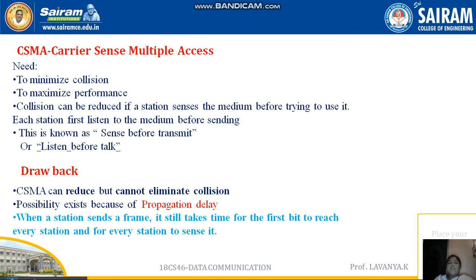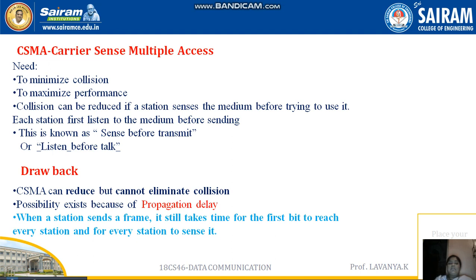Apart from that, collisions can be reduced if stations sense the medium before trying to use it. Each station first listens to the medium before sending, meaning it checks before sending the data. Our sender checks whether the particular line or medium is free or not. If it is free, it transmits the data; otherwise it cannot transmit the data.